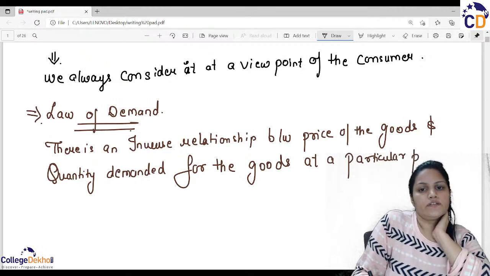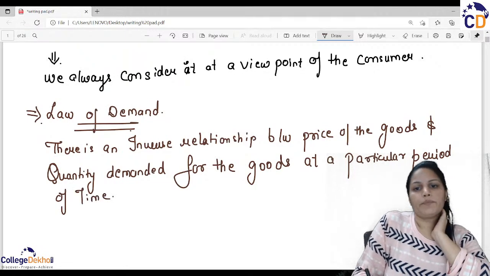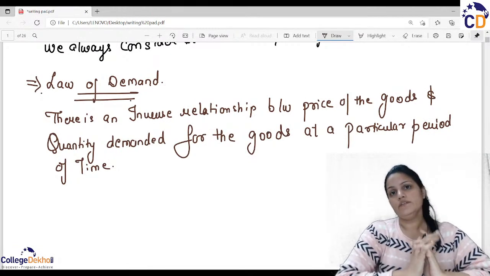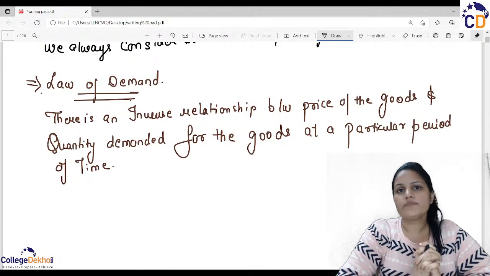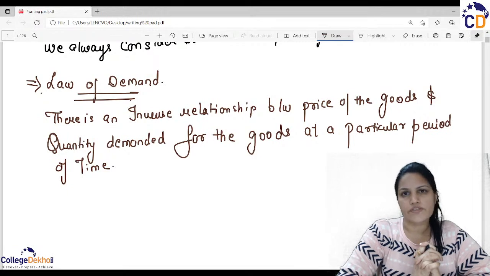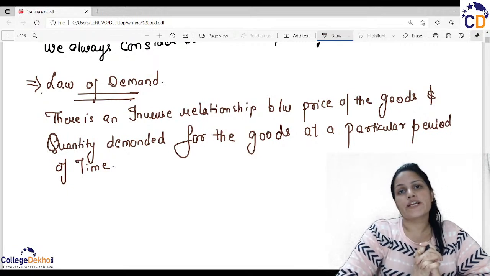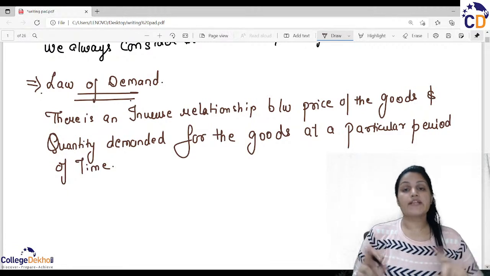At a particular period of time. What do you mean by the particular period of time? As I gave the example, when I go to purchase, my mom is thinking of 250 grams for 25 rupees, and I came back having purchased 1 kg of the item for only 50 rupees. So the particular period of time has changed.